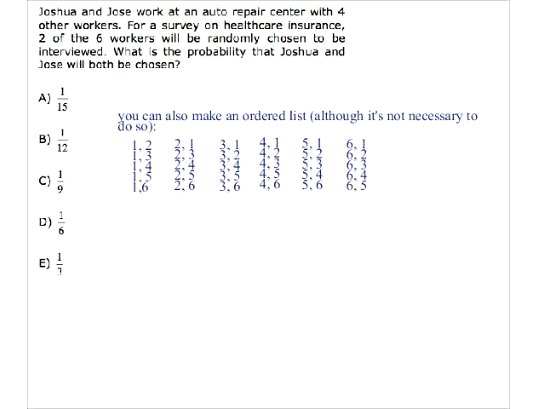So here's my 30 cases. Now there are 30 cases instead of 15. This is still doable in 2 minutes without much of an issue. But now I have 2 groups that are Joshua and Jose. And so now it's 2 out of 30. So it's still 1/15.